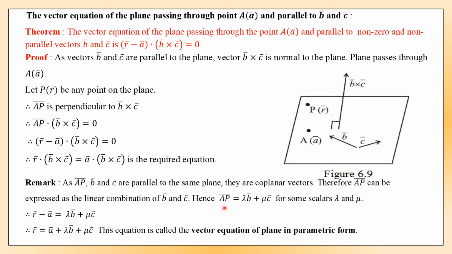Here we know that the position vectors of the points are R vector and A vector. Therefore, we write R vector minus A vector equal to lambda B vector plus mu C vector. Taking minus A vector on the RHS, we get R vector equal to A vector plus lambda B vector plus mu C vector. This equation is called the vector equation of a plane in parametric form.